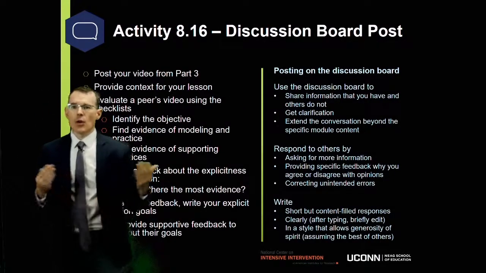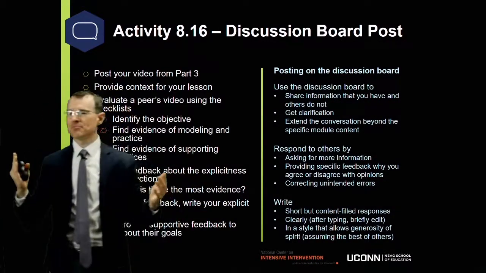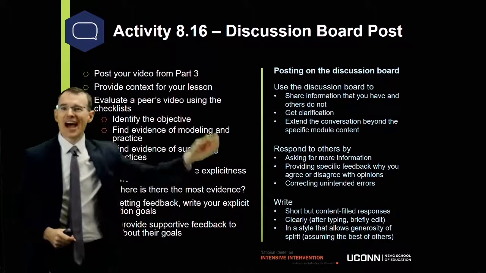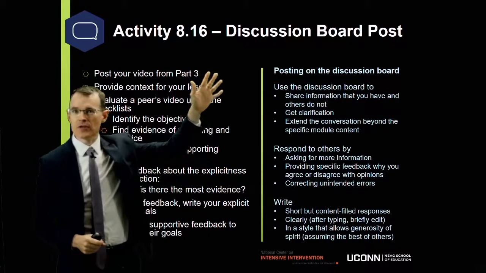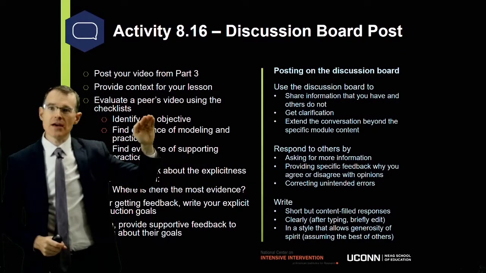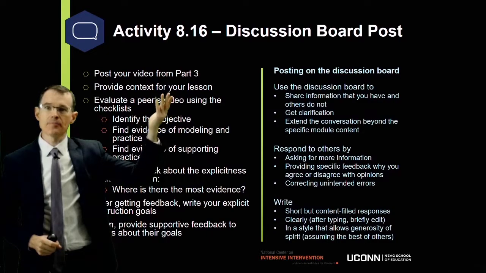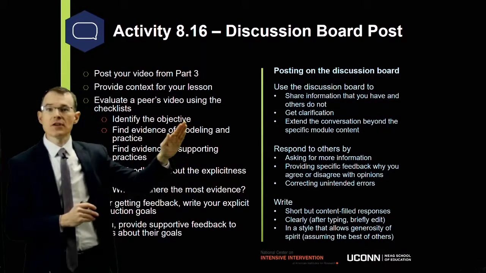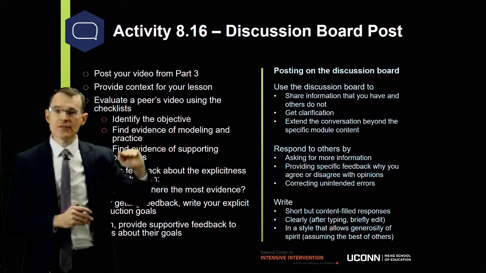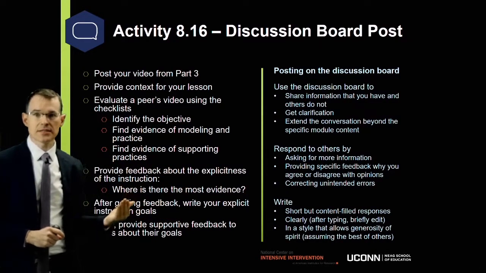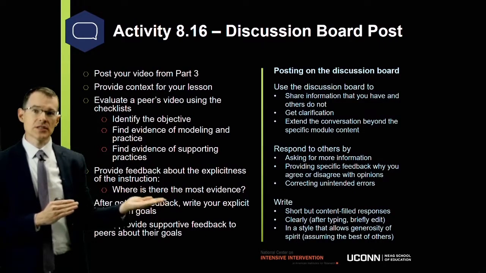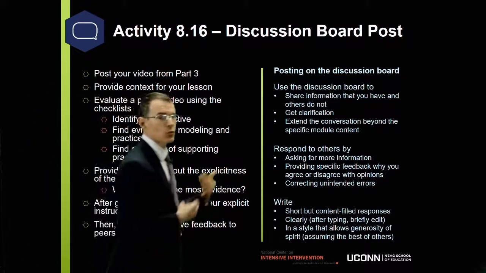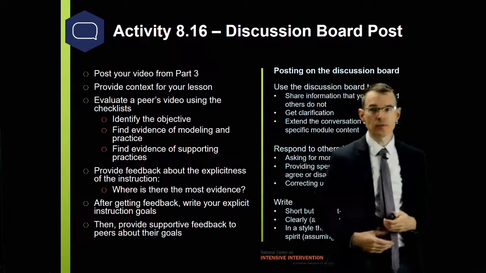To close, we're going to ask you to talk with a peer. You've seen probably enough of me at this point, and I appreciate you sticking with me through all of this. Now, you already have your video from part 3 of the lesson. You're going to now post that video and provide context for the lesson. And you and your peers are going to evaluate different lessons using the checklist. Figure out what the objective is, and then identify the modeling, the practices, and supporting practices. Provide feedback to peers about the explicitness of the instruction. Where do you see the most evidence of explicitness, and what are areas in which a peer could actually improve?